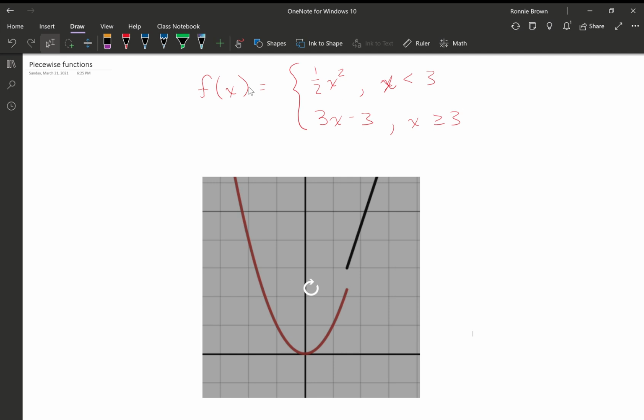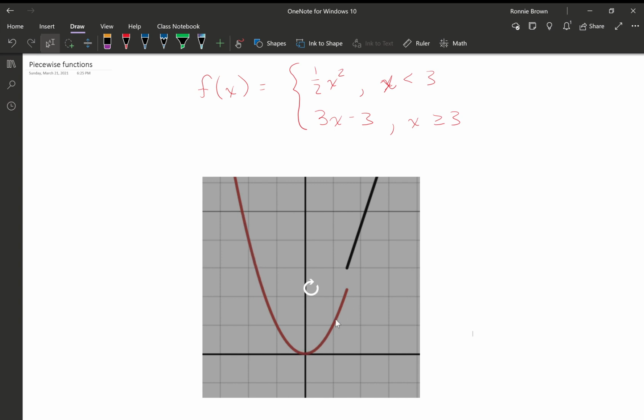Okay, so now I've copied the piecewise graph from Desmos. Desmos graphed this one: 1/2 x squared if x is less than 3, and 3x minus 3 if x is greater than or equal to 3. So I copied and pasted it from Desmos to my whiteboard here. So this is how it looked, right?